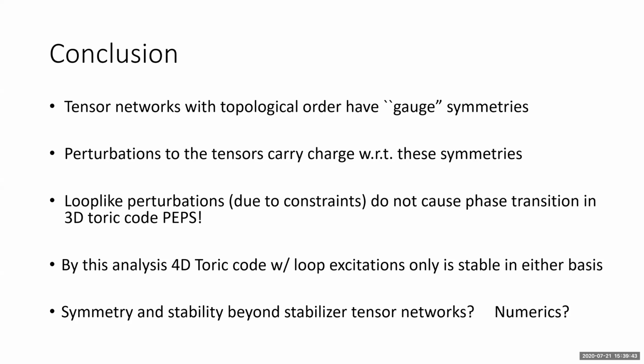I'm a little confused about your statement about the 3D toric code. So you said if you write it in one basis, it's stable, and if you write it in the other basis, it's not. But those are the same state, though, right? The unperturbed states are the same. Is that correct? Yeah, this is funny because it's all something about just different ways of writing the same state.